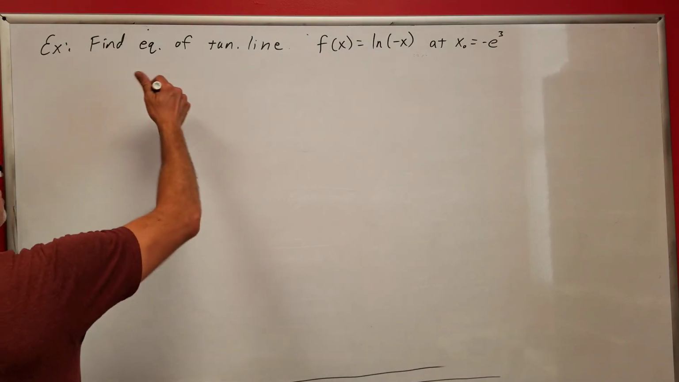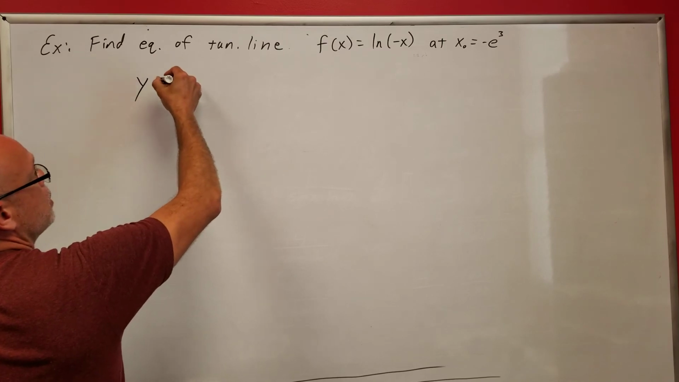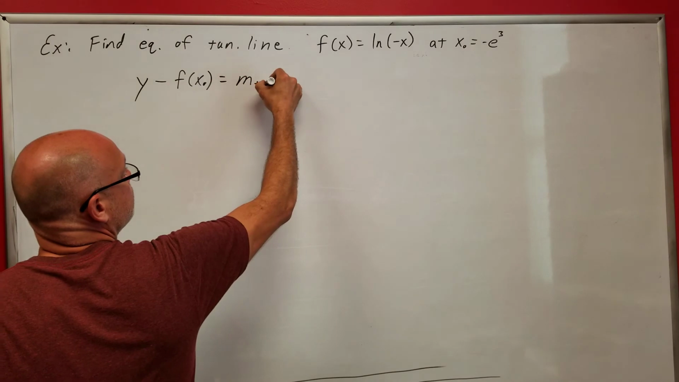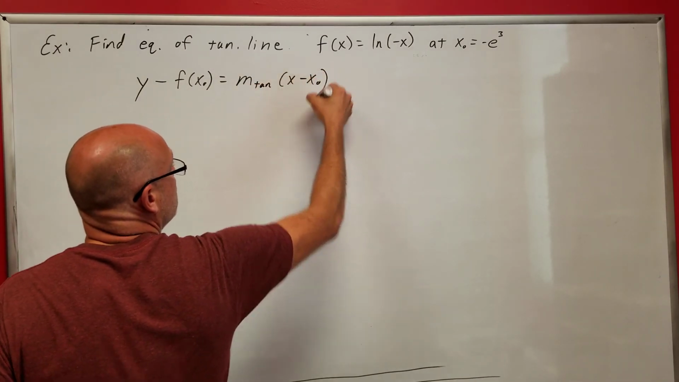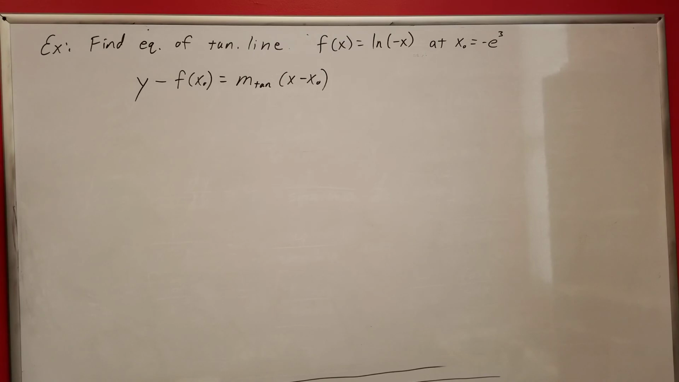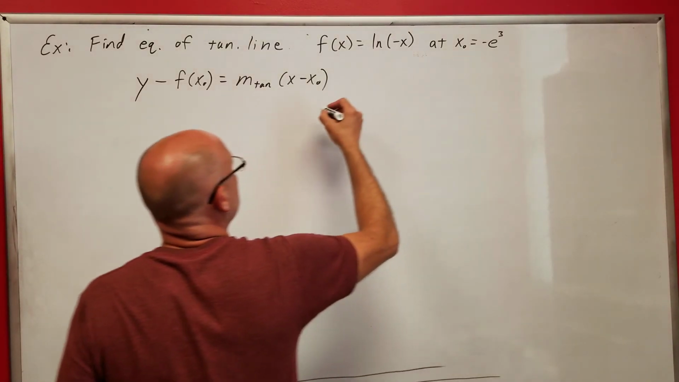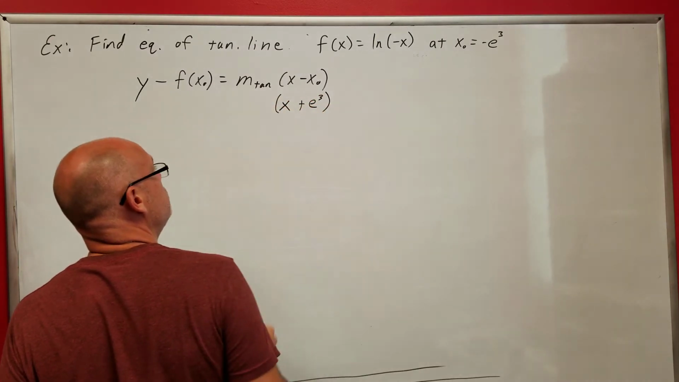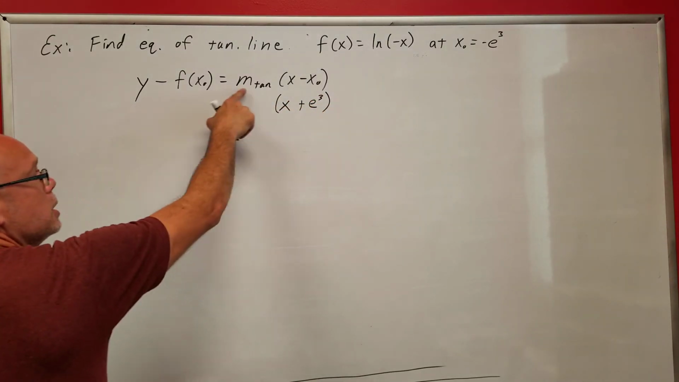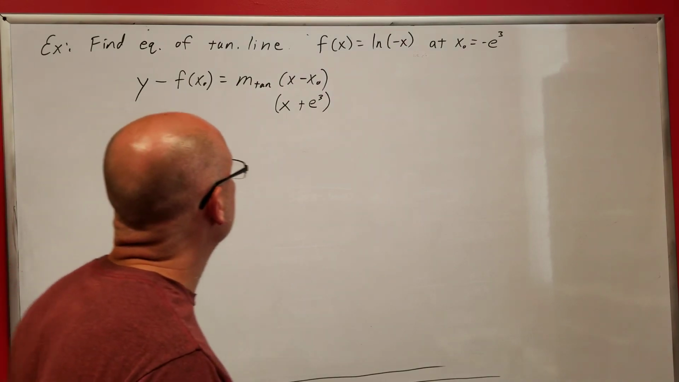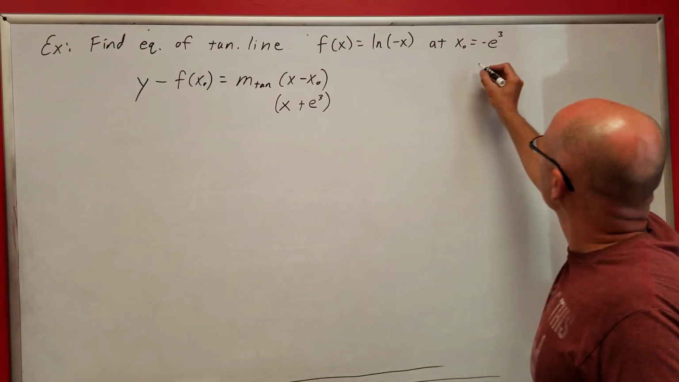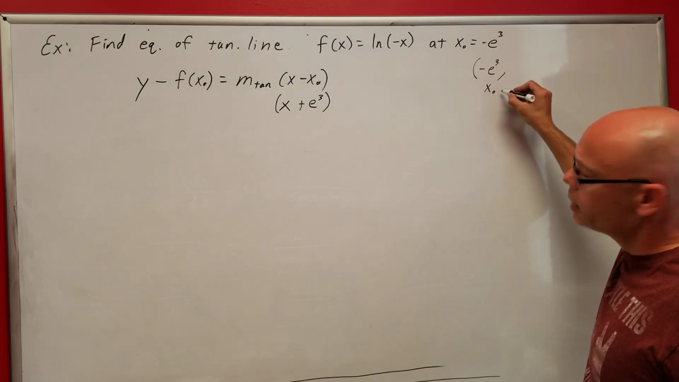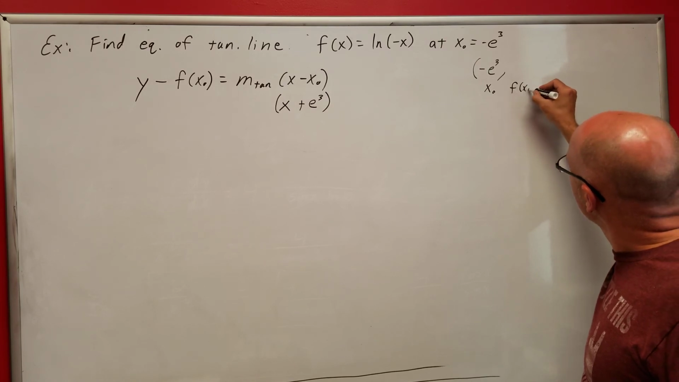All right, so if I'm looking for the equation of the tangent line, y minus f at x naught is equal to m tan times x minus x naught, right? I already know what x naught is, so I can fill that in. I could say negative e cubed right there, right? Now I need to fill in for this one and this one. All right, so x naught is negative e cubed. That's x naught. What is f at x naught?